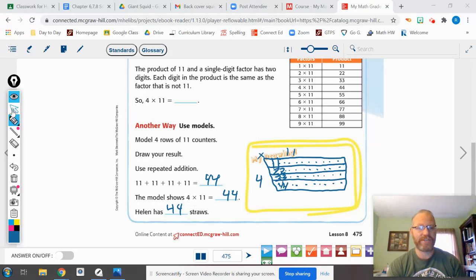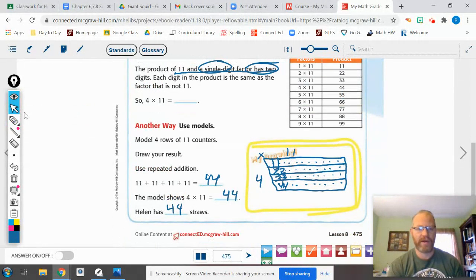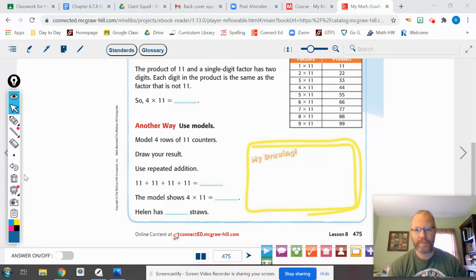So we are restating the question. Now this goes into word problems because it's a word problem that says, how many straws does Helen have? So we restate that question. Helen has 44 straws. The question is asking about Helen having straws, so you need to have that in your sentence when you respond to a word problem.